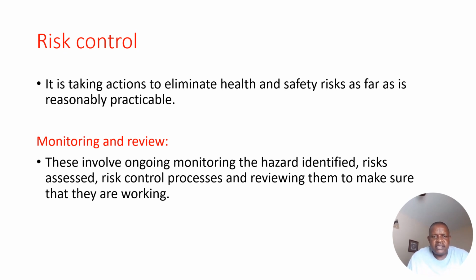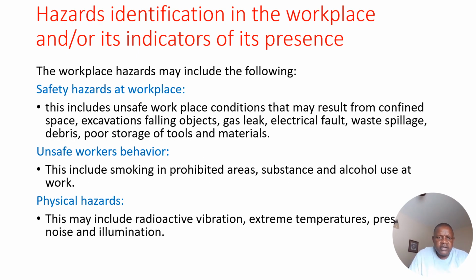And then monitoring and review, this is also another term. This involves ongoing monitoring of the hazards identified, risks assessed, and control processes, and reviewing them to make sure that they are working. So monitoring is very, very important when we talk about hazard identification and also hazard and risk control. Now, hazard identification in the workplace and its indicators of presence. How do we identify hazards? The workplace hazards may include the following.